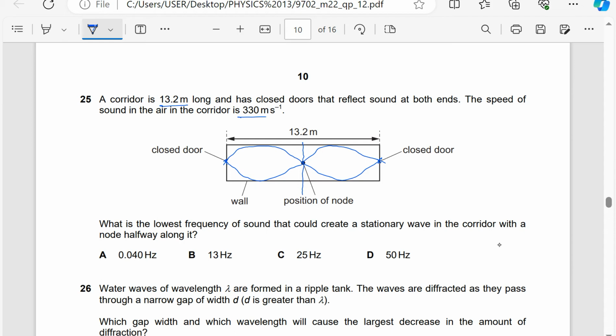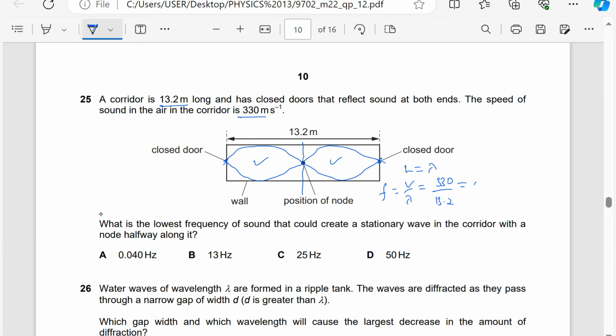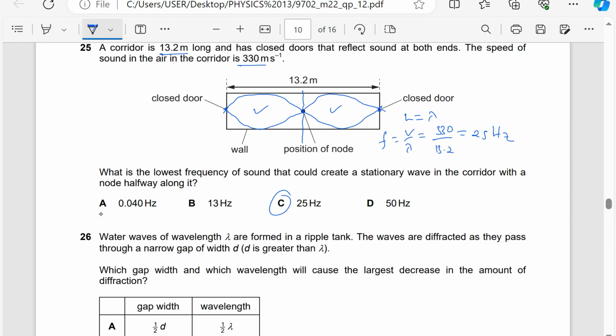Okay, so it means the length of 13.2 meters corresponds to a full wavelength, because this is a half a cycle and a half a cycle, so this is equal to a full wavelength. So frequency is equal to V over lambda, which will be V, that is given as 330, over the wavelength, which is going to be 13.2. So I just press my calculator, 330 divided by 13.2, which is 25. So that means my answer is going to be C.